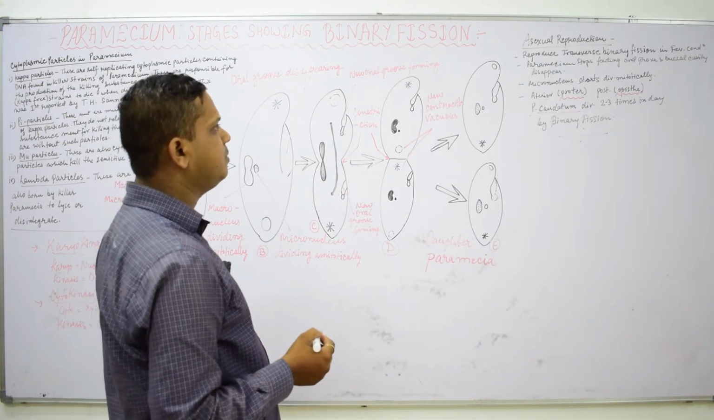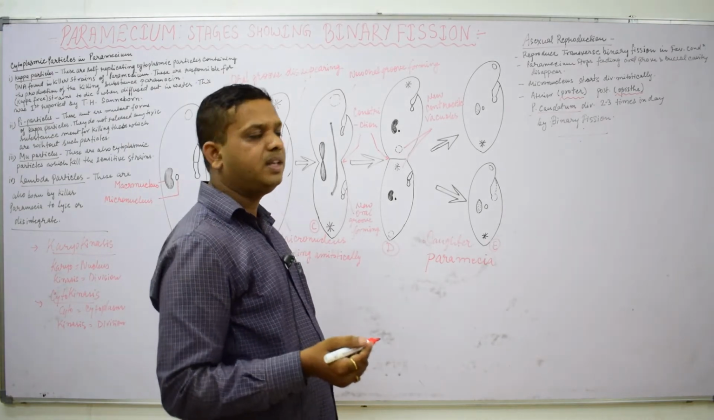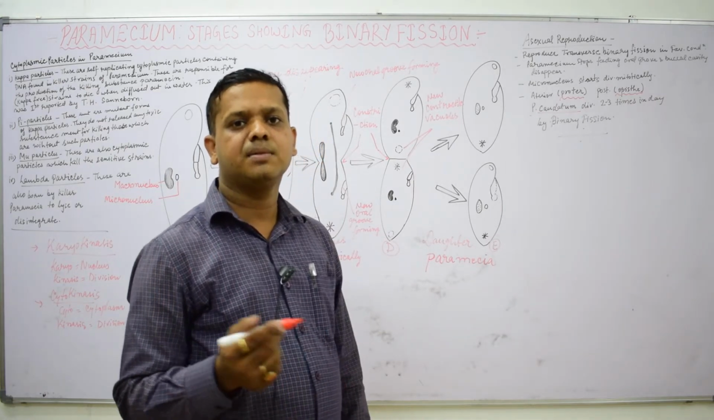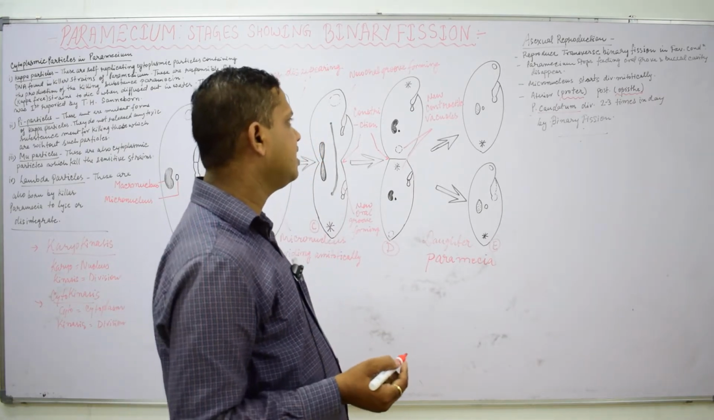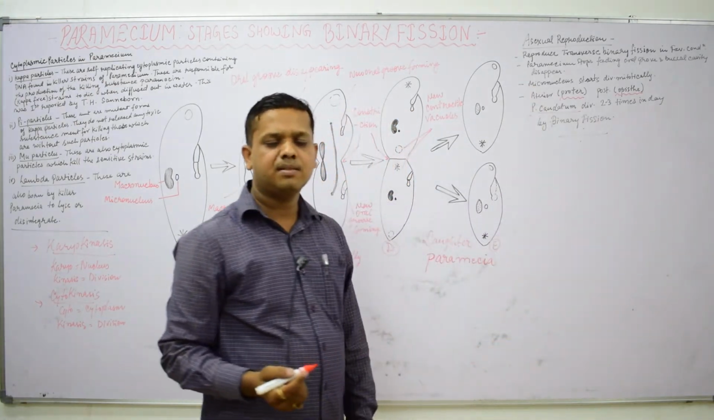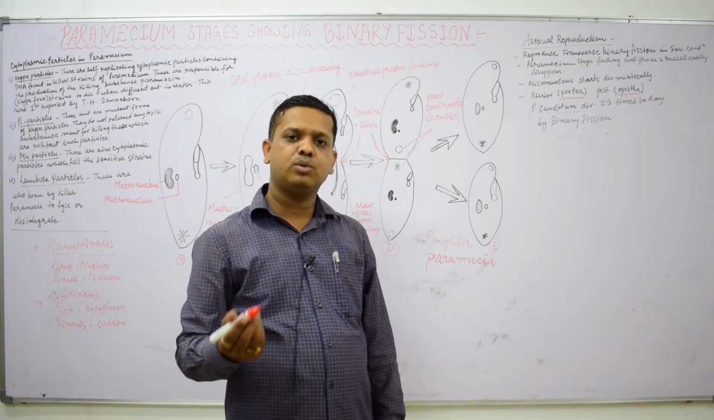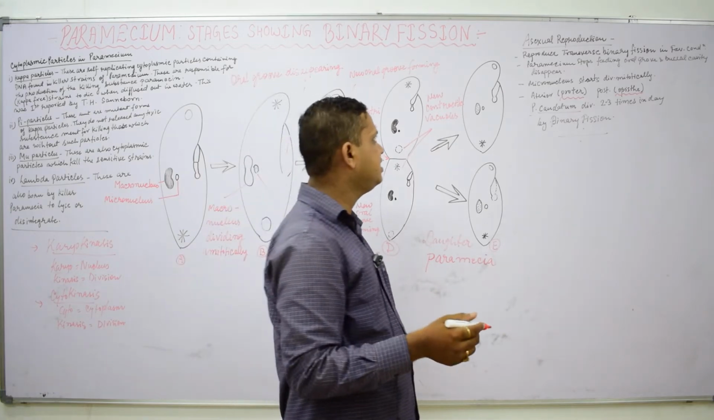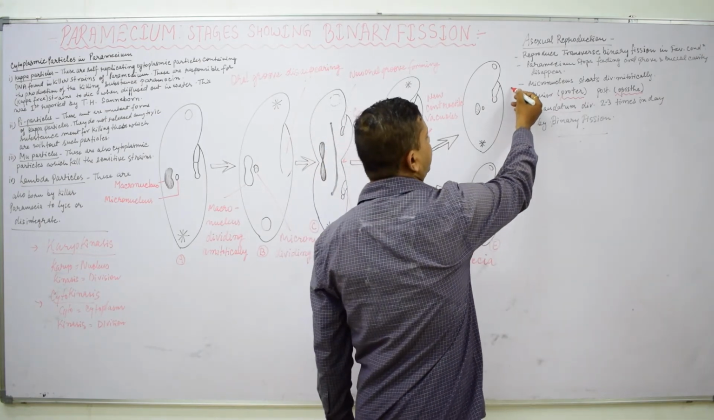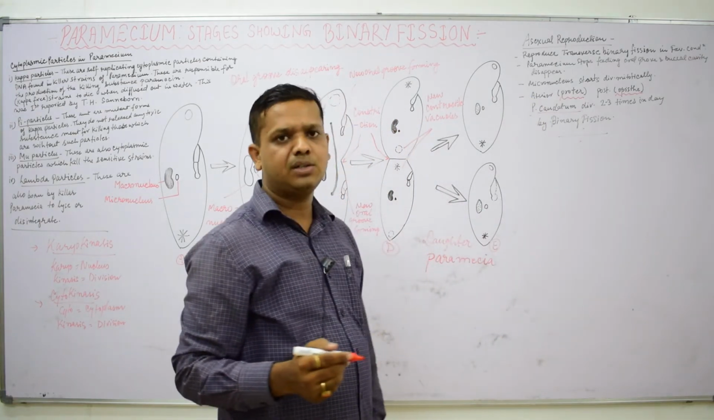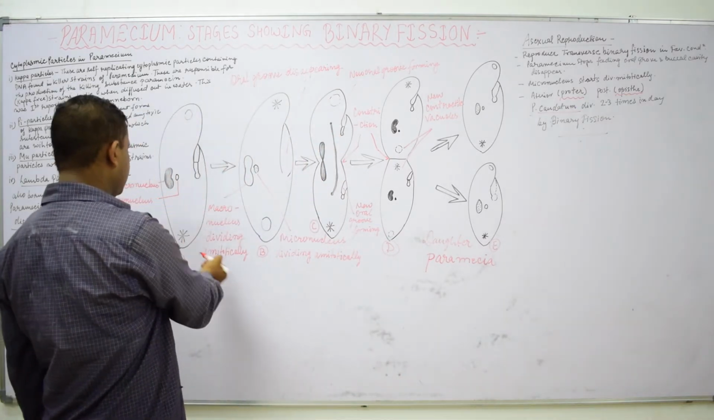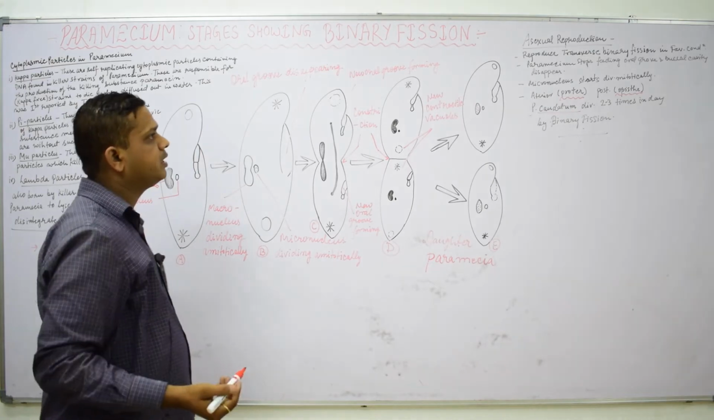Second, paramecium stops feeding with the help of the oral groove and buccal cavity, and that is why they start disappearing. So the second important point is that paramecium stops feeding from the oral groove as well as the buccal cavity, and that is why both organelles slowly degenerate or disappear. Third, the micronucleus starts to divide mitotically. As we can see here, these are the micronuclei and they are dividing mitotically.